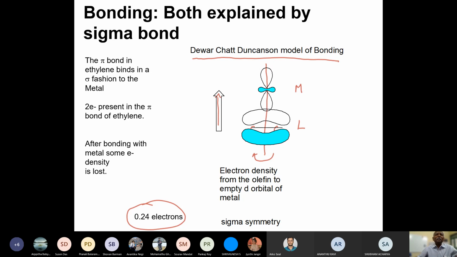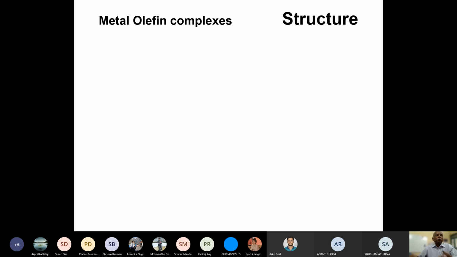Now, from theoretical calculations, it is suggested that approximately 0.24 electrons are pumped into the empty orbital of a metal. This is just one complex that has been taken, but you can see that it's not as if all the pi electron density from the ethylene has been moved to the empty orbital on the metal. So the CC distance is not becoming very, very long. We'll come to a situation where it becomes significantly longer, but only a small amount of electron density is transferred to the empty orbital. But that is enough of a glue to hold the olefin and the metal together.